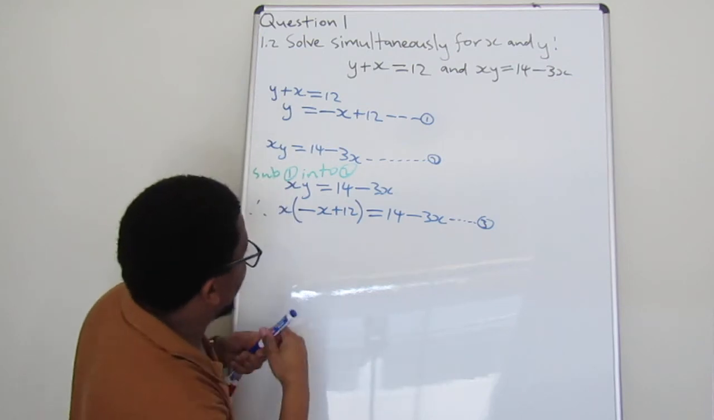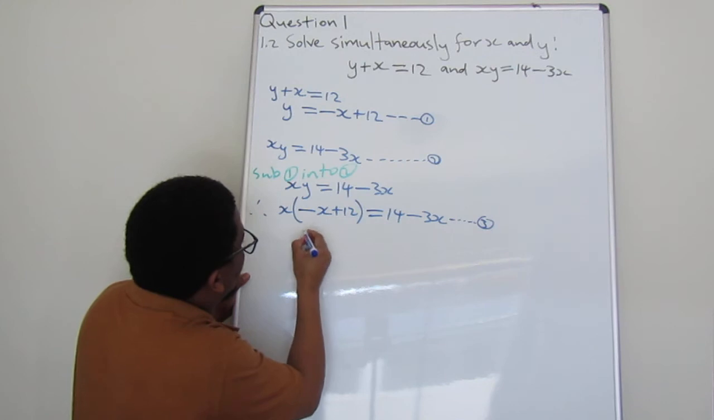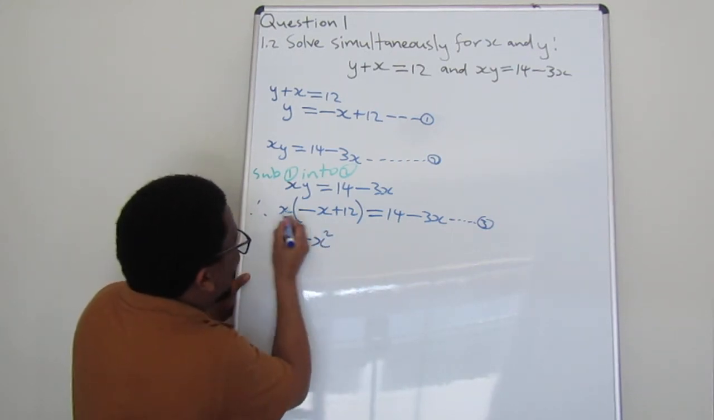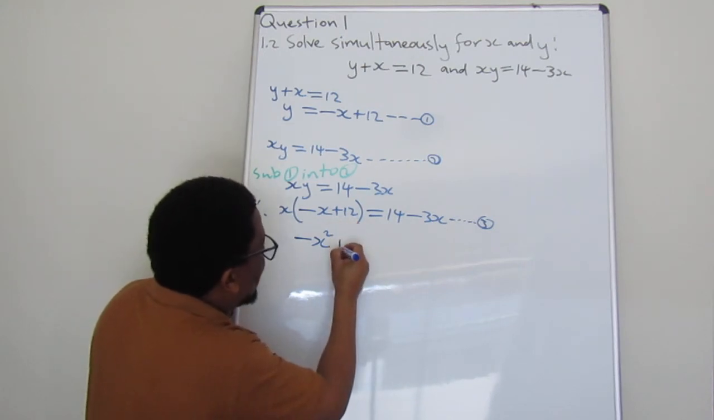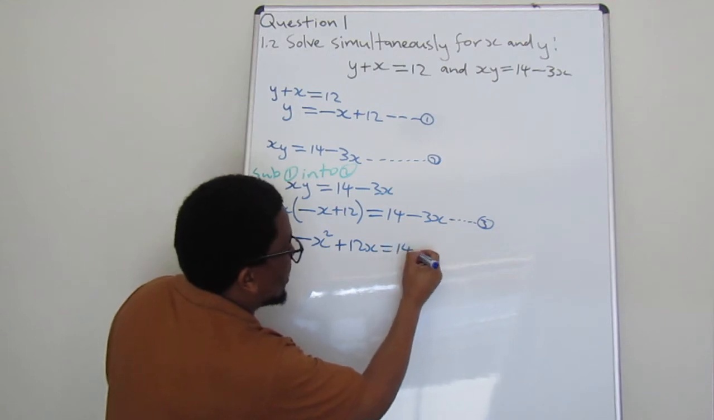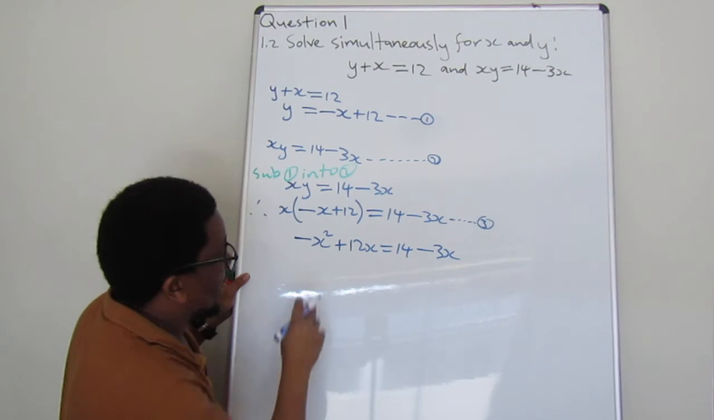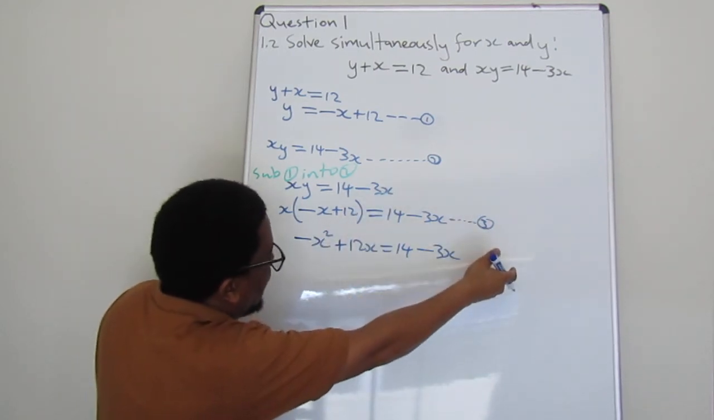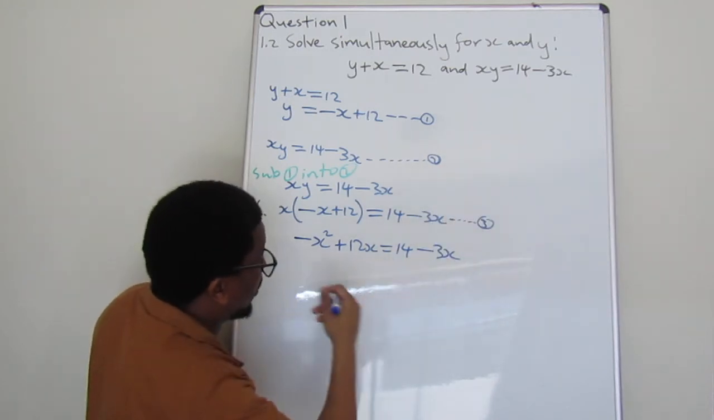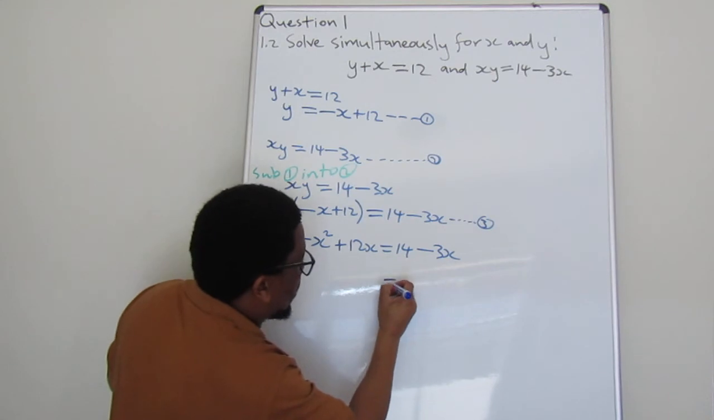Let's go. Therefore, positive x times negative x is going to give me negative x squared. A positive x times a positive 12 is going to give me a positive 12x, which is equal to 14 minus 3x. I love that. Now, let me take this to the other side. Let me take x to the other side and see what will happen. Take everything to the other side. So, this is what is going to happen here now.